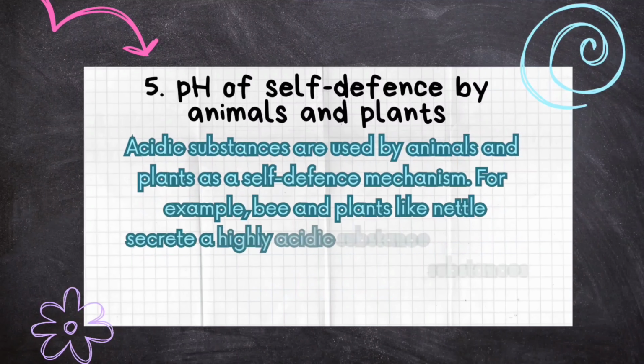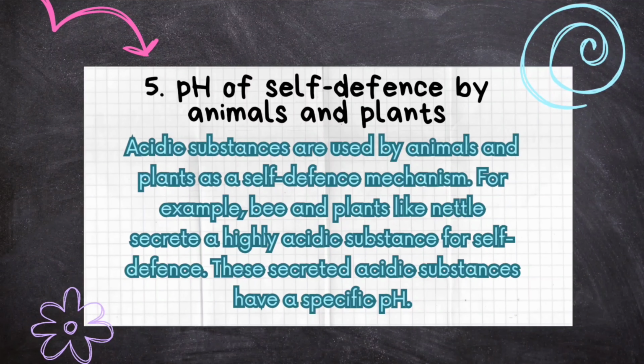5. pH and self-defense by animals and plants. Acidic substances are used by animals and plants as a self-defense mechanism. For example, bees and plants like nettle secrete a highly acidic substance for self-defense. These secreted acidic substances have a specific pH.